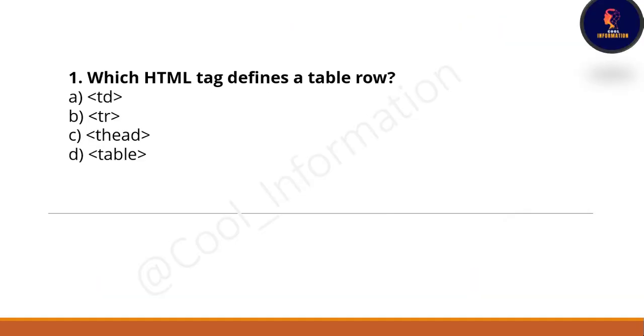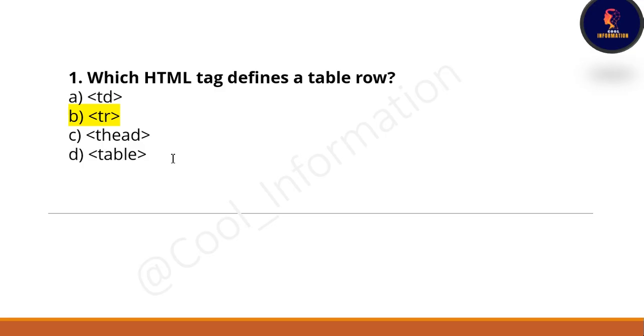First question is, which HTML tag defines a table row? Options are TD, TR, T-head or table. Correct option will be option number B, which is TR. TR is the tag which defines a table row.